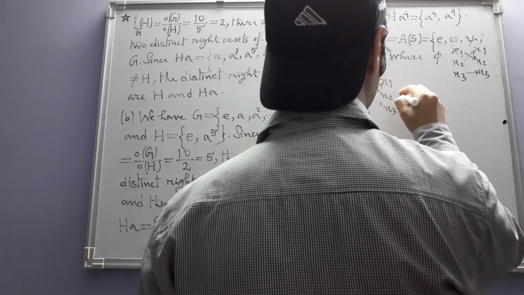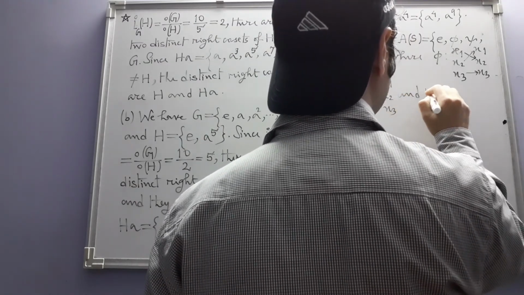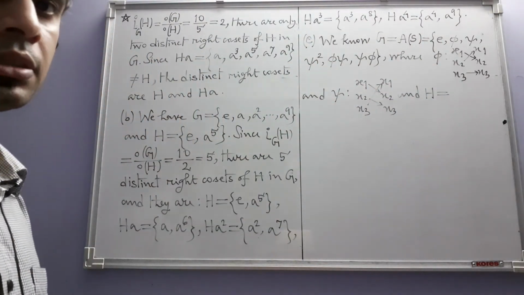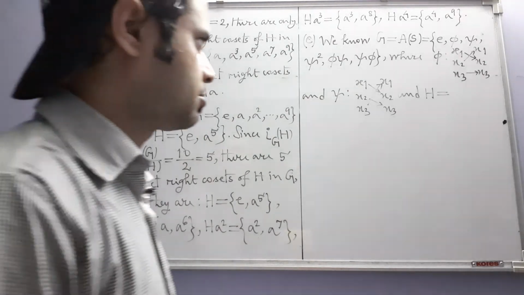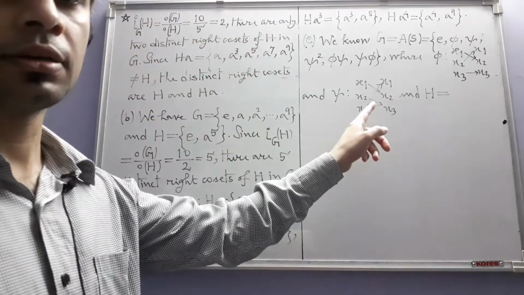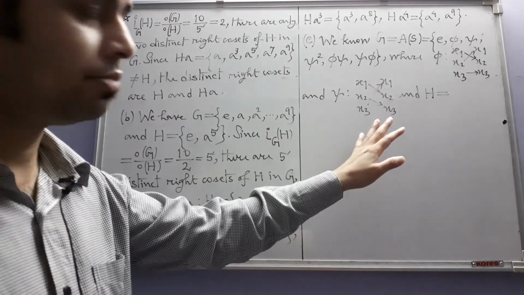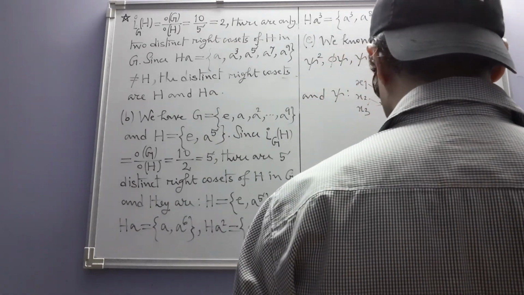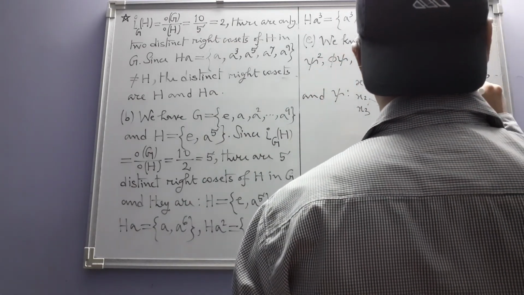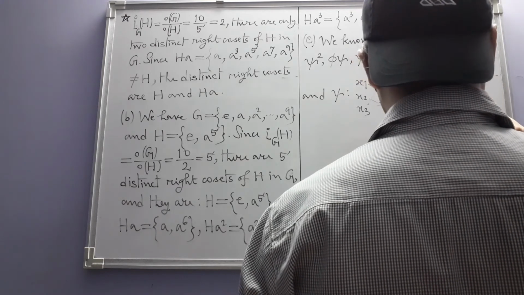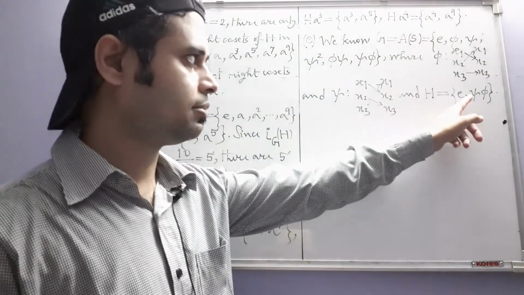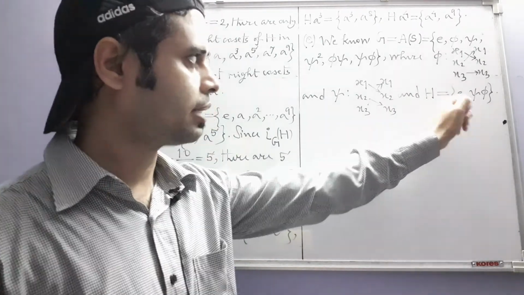Oh, we have to write H also, and H is supposed to be the subgroup consisting of those functions that do not change x1. So clearly neither phi nor psi will be in this subgroup. Instead, here what we have is this, the identity function and psi phi. You can in fact verify that psi phi does not change x1.